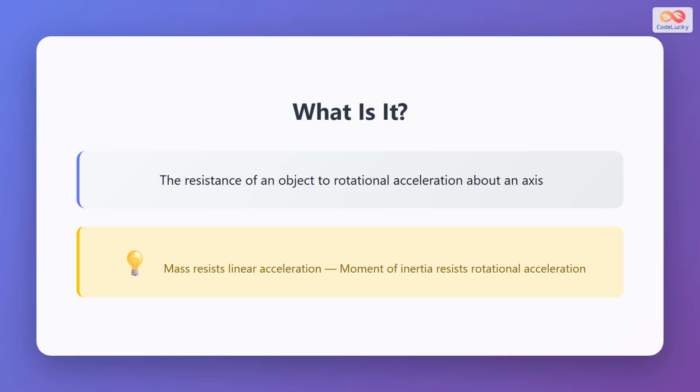Moment of inertia is the resistance of an object to rotational acceleration about an axis. Think of it this way. In linear motion, mass resists acceleration when you push an object. Similarly, in rotational motion, moment of inertia resists rotational acceleration when you try to spin an object. It's the rotational equivalent of mass. The greater the moment of inertia, the harder it is to change how fast something is rotating.